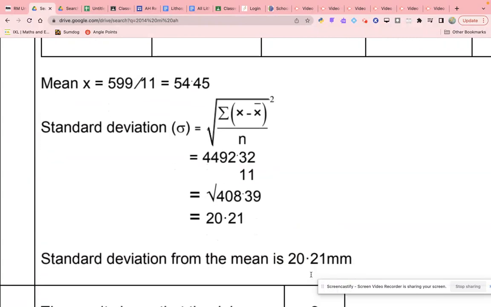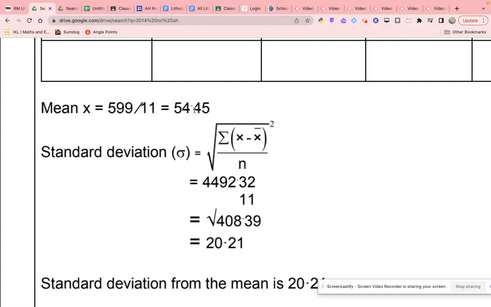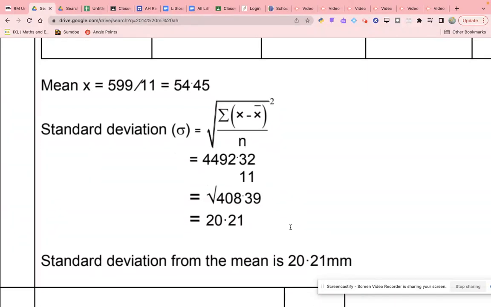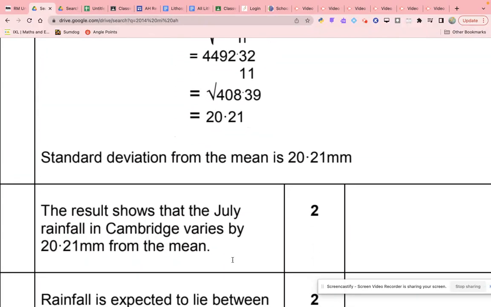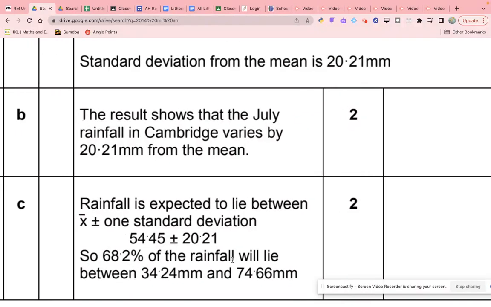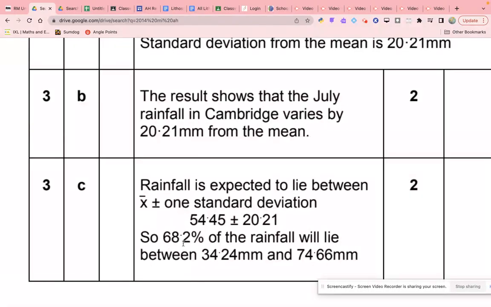Well, if we take 20.21 away from 54.45, and we also add 20.21 to 54.45, we get the range around the mean of likely rainfall 68.2% of the time. Let me just have a little look at what that means. So we have an answer to that question here. So what should we get? Well, 68.2% of the time, or if we put it in a different way, 68 years out of every 100, rainfall will lie between 34.24 and 74.66.